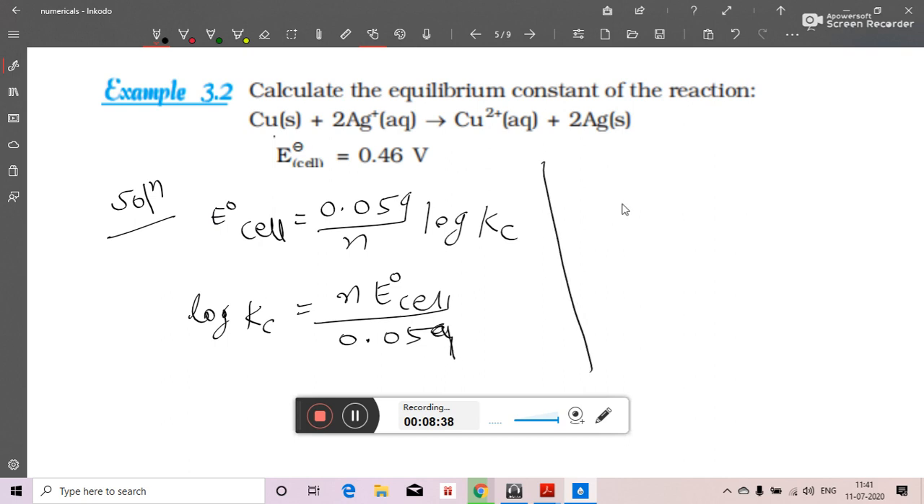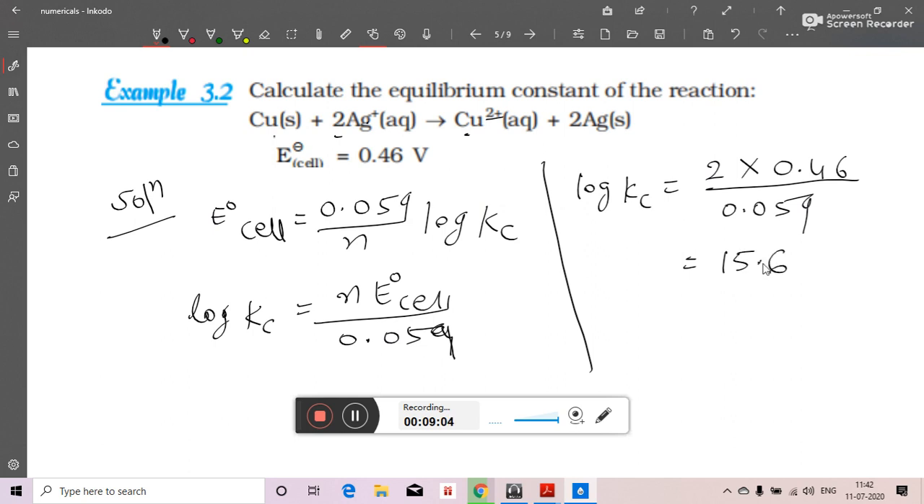So log Kc, n is the number of electrons gained or lost. So here 2 plus charge is there on both sides, so the number of electrons lost or gained is 2. E naught cell is 0.46 upon 0.059, so that is equal to 15.6. So Kc will be equal to antilog of 15.6. So that is equal to 3.92 into 10 raised to 15. So that is our answer.